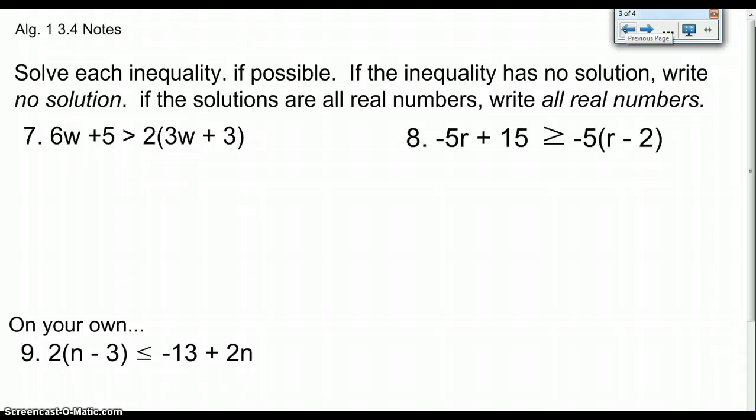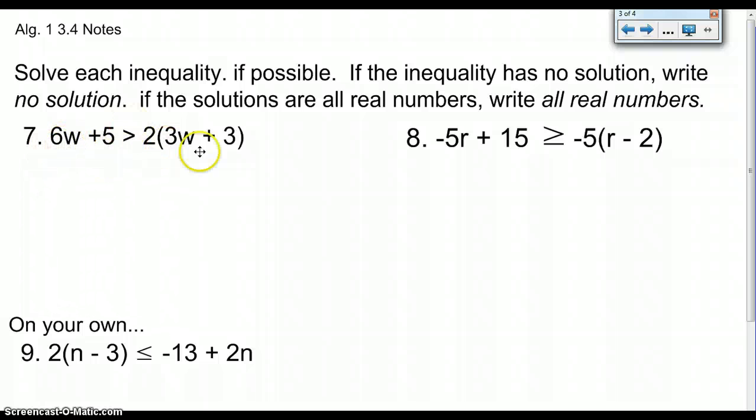Okay, so for these ones, solve each inequality if possible. If the inequality has no solution, write no solution. If the solutions are all real numbers, write all real numbers. So that might not make sense, but I'll show you what that means.